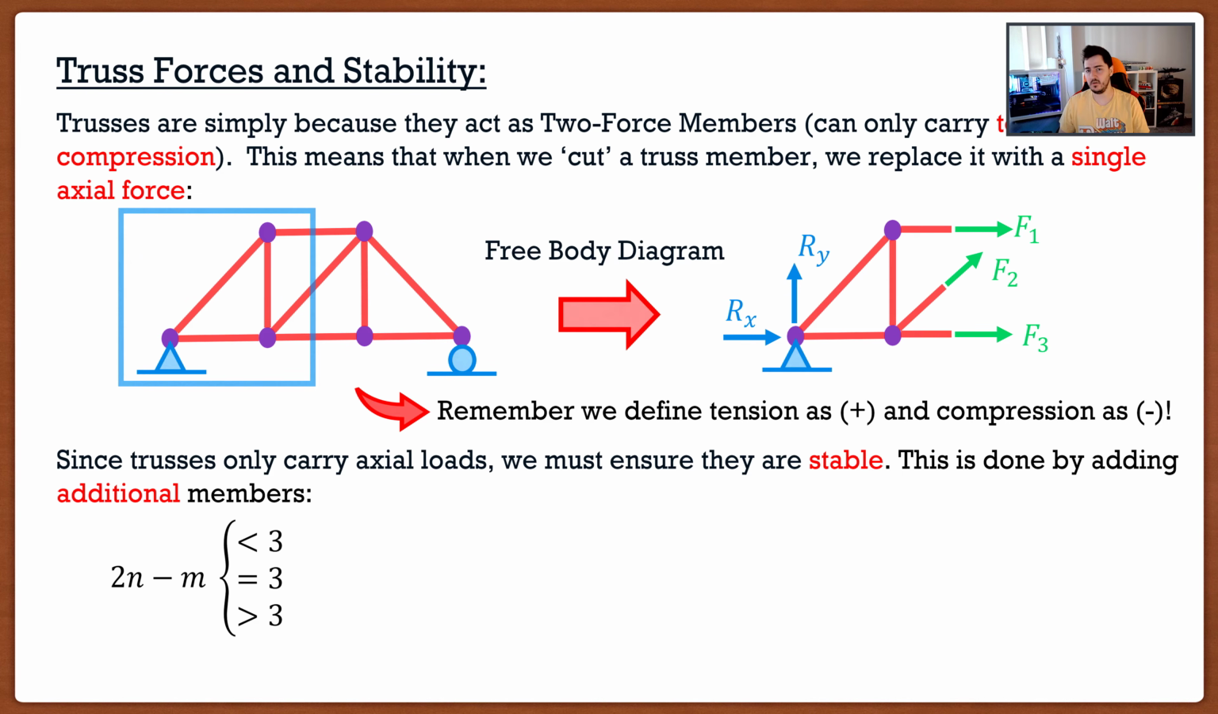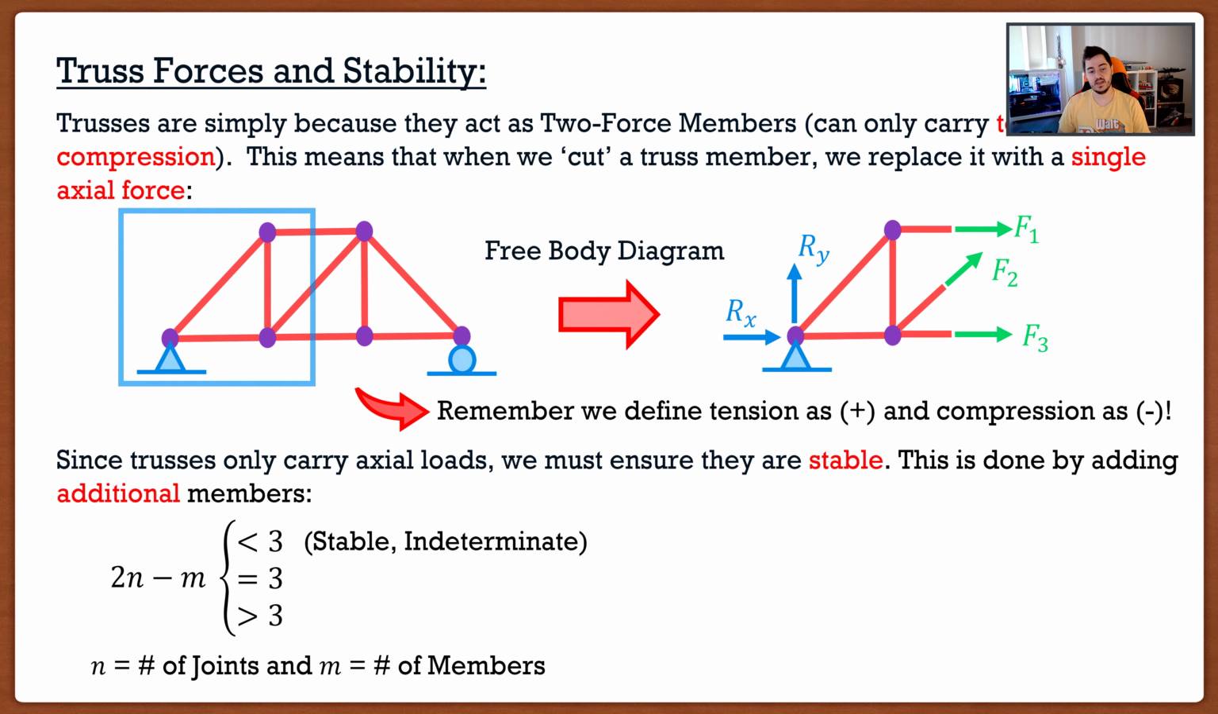Now you're saying, what is n? What is m? Well, it's simple. n is the number of joints we have, and m is the number of members that we have. And when we look at these three cases, it's going to mean three different things. If it's less than 3, it means that our truss is stable, which is a good thing, but it's indeterminate. What does indeterminate mean? Well, it means that we can't calculate our truss forces using simple statics or equilibrium. We have to do some more advanced calculations. Think of it as 4 unknowns, but only 3 equations, something like that.